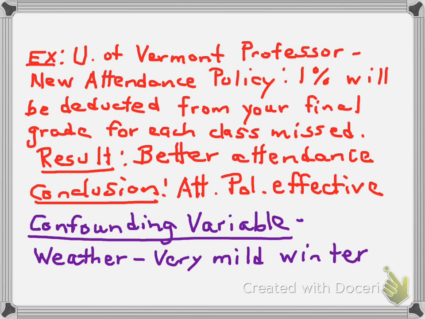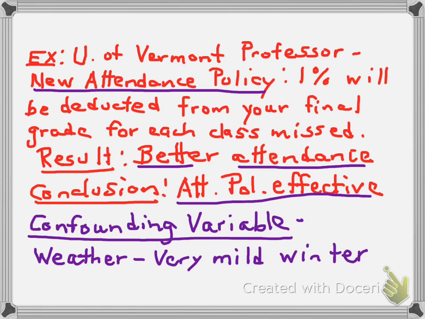An example of where a confounding variable came into play: a University of Vermont professor implemented a new attendance policy in a particular semester. His policy read that 1% will be deducted from your final grade for each class missed. The result is that at the end of the semester, better attendance did occur. So the professor concluded that the attendance policy was effective.